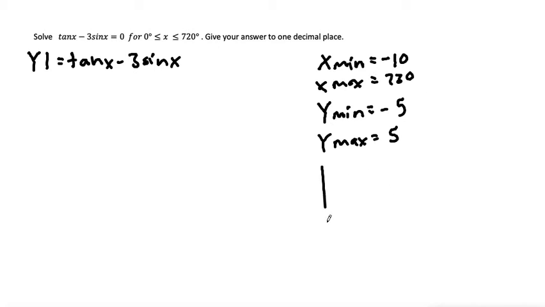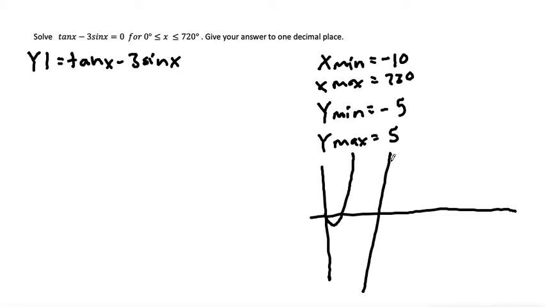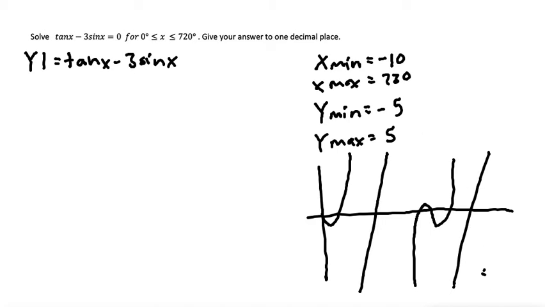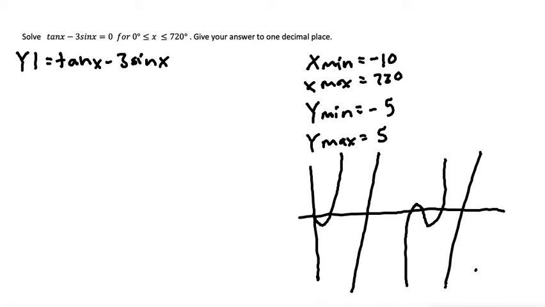It shows me a graph that looks something like, I'll try to draw it, but I'm a pretty bad artist. So it looks something like that, and then like that, and then like that, and then like that. Okay, so every time the graph crosses 0, these are all going to be solutions.